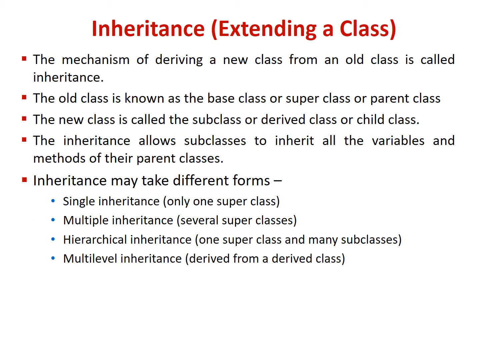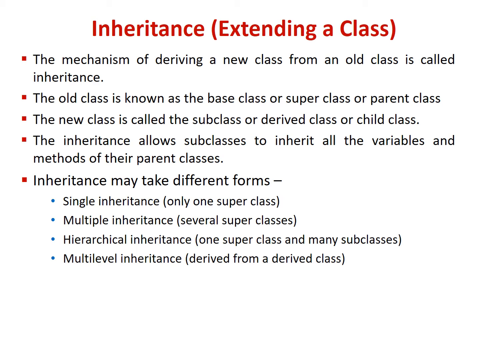First, we will see what is inheritance. The mechanism of deriving a new class from an old class is called inheritance. The old class is known as the base class or superclass or parent class, and the new class is called the subclass or derived class or child class. The inheritance allows subclasses to inherit all the variables and methods of their parent classes.